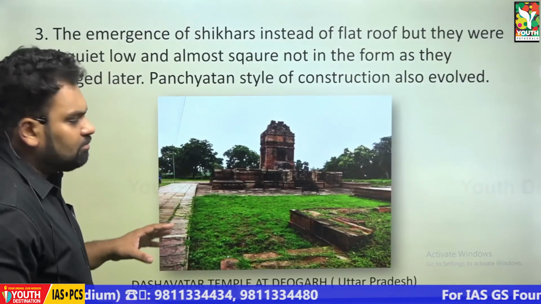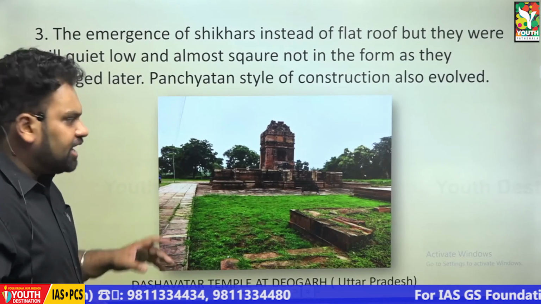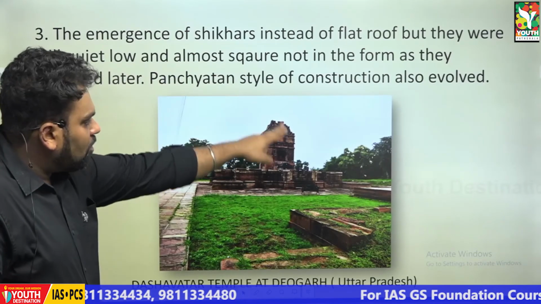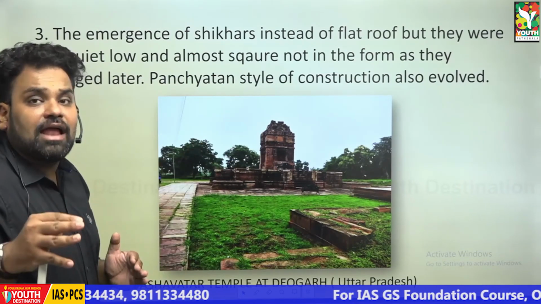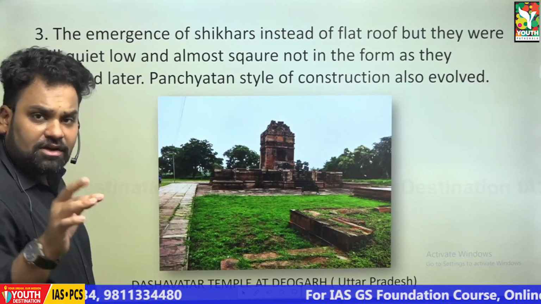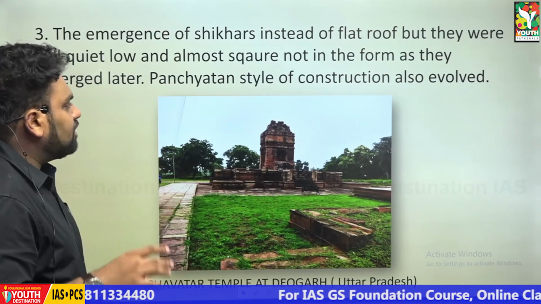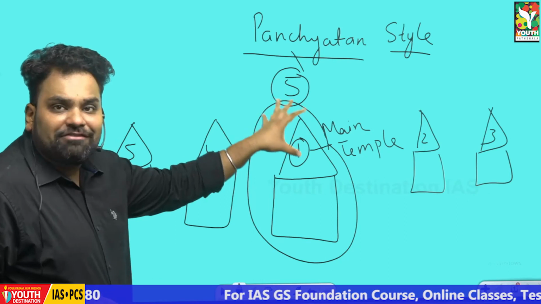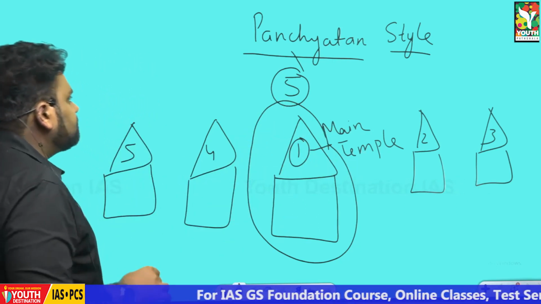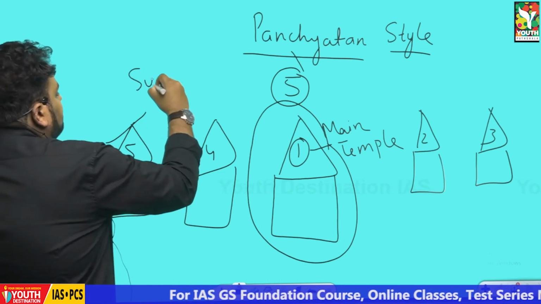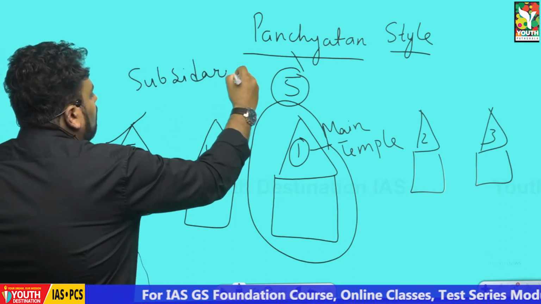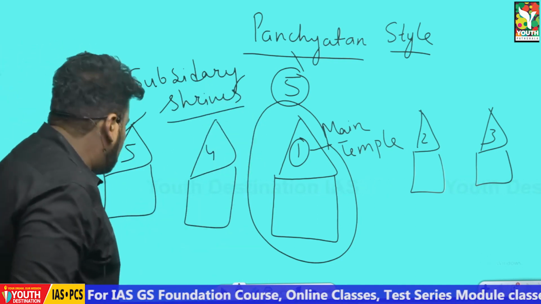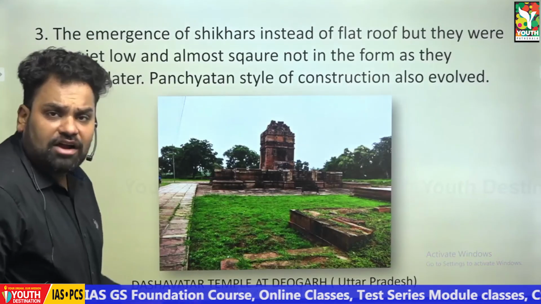Third feature ke andar kya hoga? First aur second, dono ke features add ho jayenge aur ek naya feature add hoga jo kehte hain hum jise shikhar. Shikhar on the top of your garbhagriha. Abhi utna zyada elaborate nahi, but still it is going to be developed. And along with that, what we have is your panch yatan style. Panch yatan style will be developed, in which there will be a main temple and there will be then your subsidiary temples, or you can say subsidiary shrines within the same temple complex. That is something which you have to understand, right?